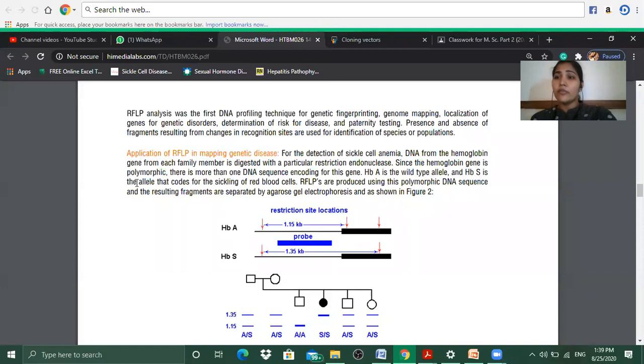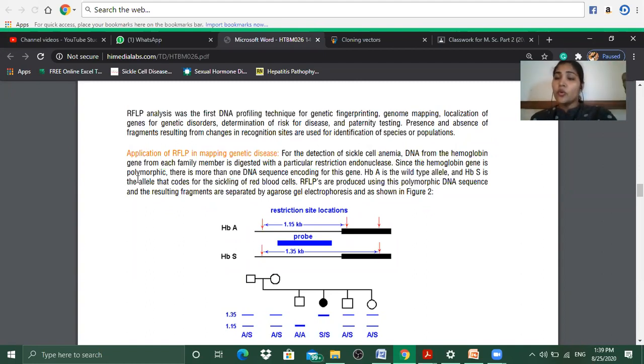what do you mean by polymorphic? That it can exist in two different forms at the same locus. Locus is the place where that particular gene is present on the chromosome. Meaning, the place on the chromosome where it sits is called the locus.